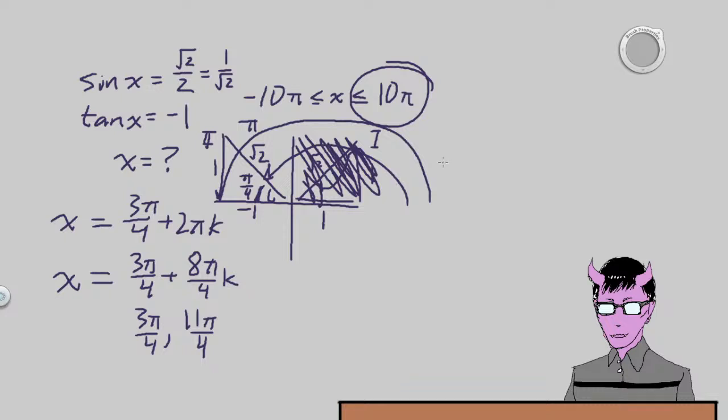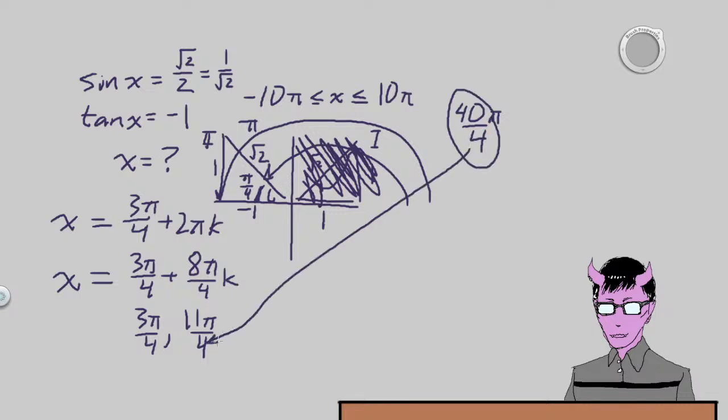Since this one is 10 pi, we're going to stop at 40 pi over 4. So you notice I just matched with this denominator. So once this 11 gets close to 40 or gets past it, we're going to stop. Okay, so just add one more 8 to get to the next iteration. So it's going to be 19 pi over 4.